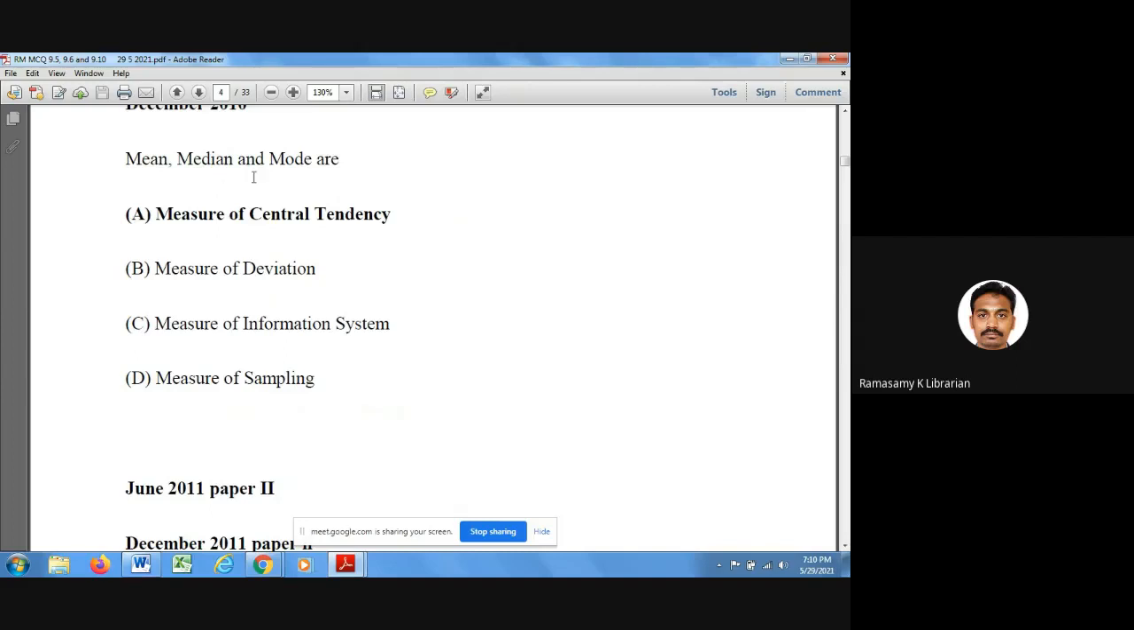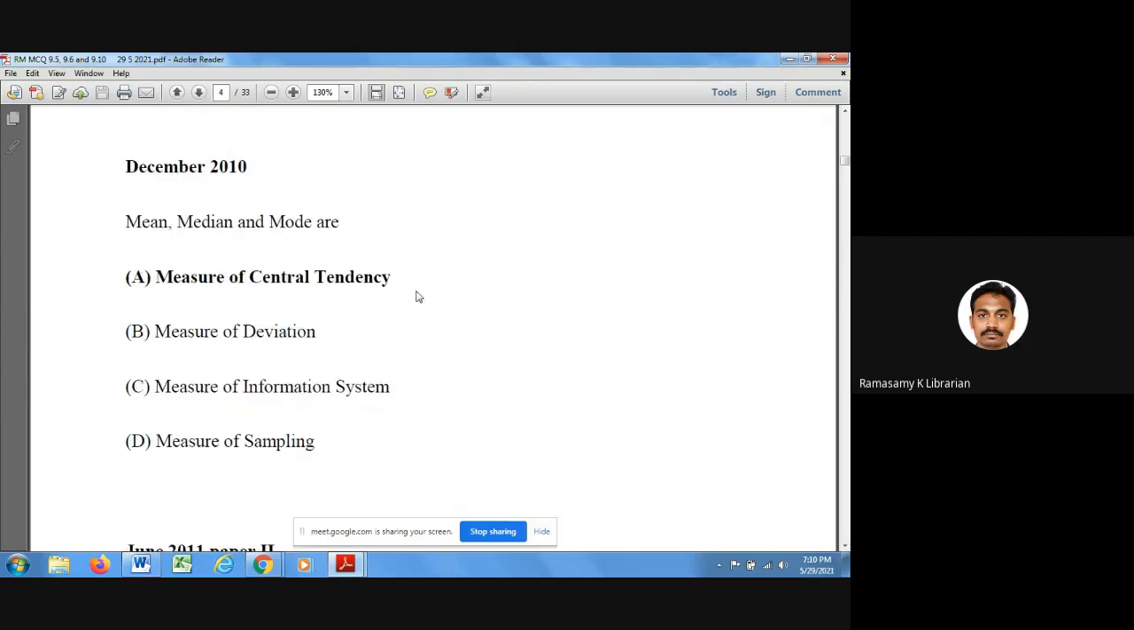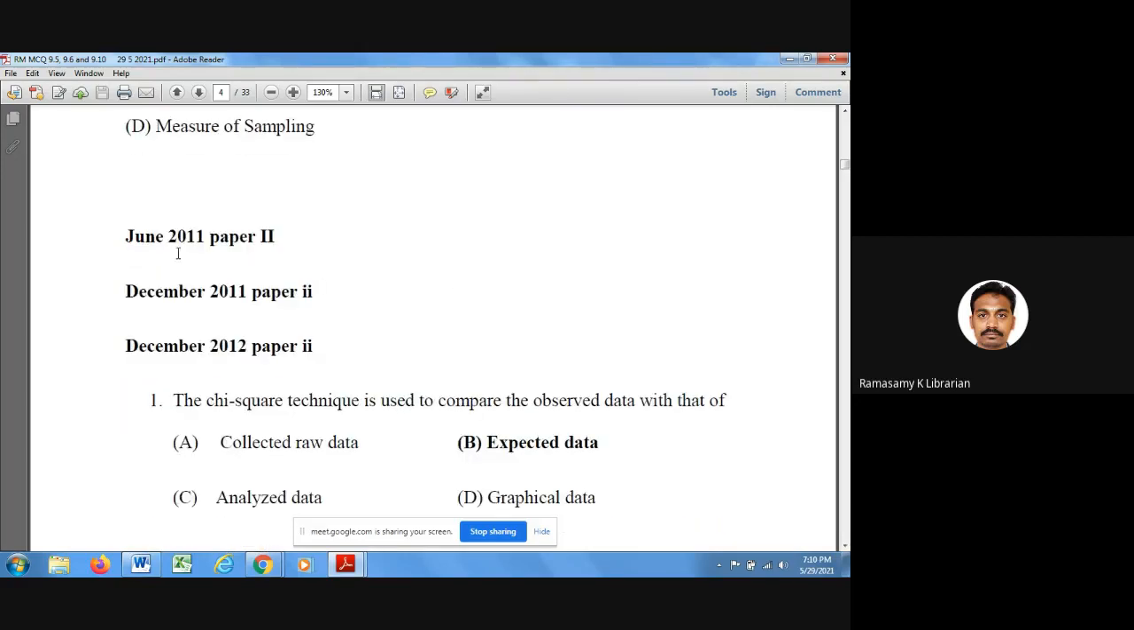Again, the same question: mean, median, and mode are measures of central tendency. We talk about measures of deviation. So we have range, interquartile range, variance, standard deviation, and coefficient of variation. These are all measures of deviation, wherein we are trying to find out to what extent your collected data, your observations, are away from the mean score. That is measures of dispersion, or deviation, whatever you call it.